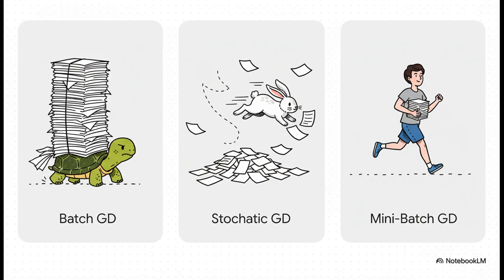And speaking of those flavors, there are three main types. You've got batch, which is super accurate because it looks at all your data for every single step, but it's painfully slow. Then you have stochastic, which is super fast because it just looks at one example at a time, but it can be kind of noisy and jumpy. And right in the middle, you have mini batch, which is the happy medium that pretty much everyone uses today. It's a great balance of speed and stability.